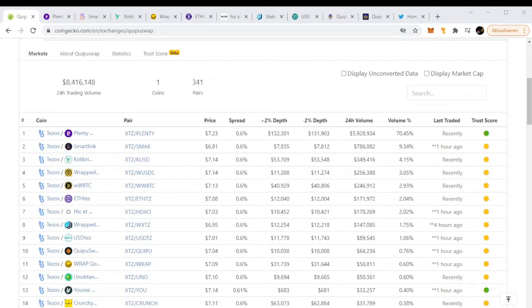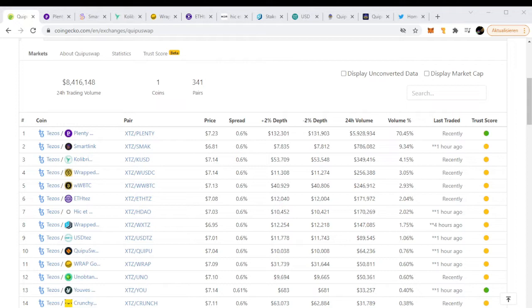Hello everyone, today is a very special day as the Quipuswap API, well the test API that they're using, was finally accepted with Coingecko, and we now have Quipuswap as an exchange listed on Coingecko together with, I think, 240 pairs that you can have on Quipuswap.